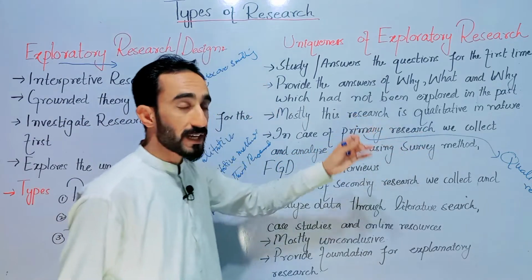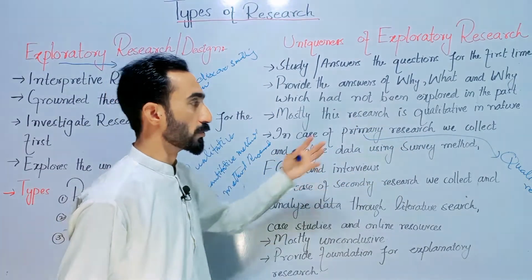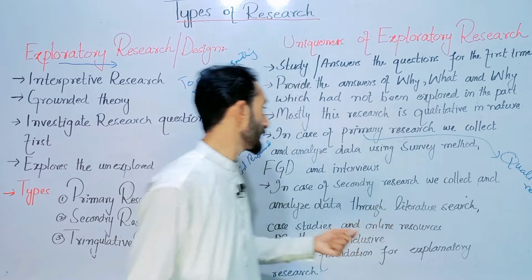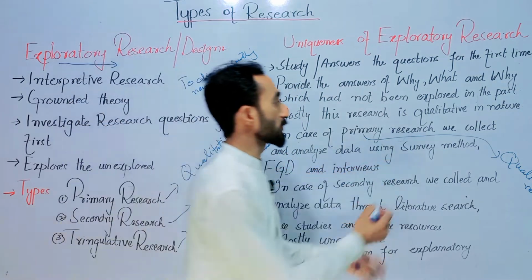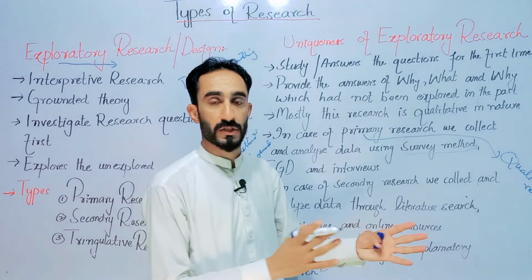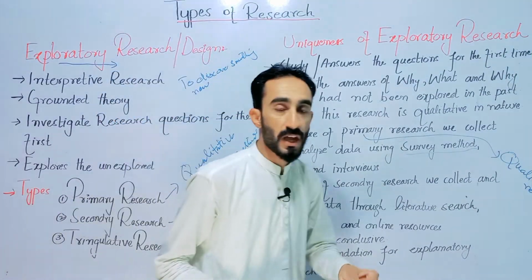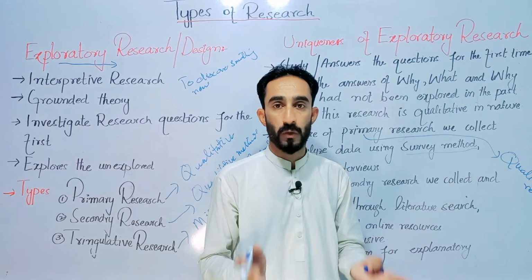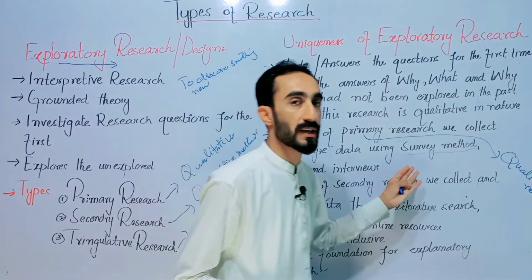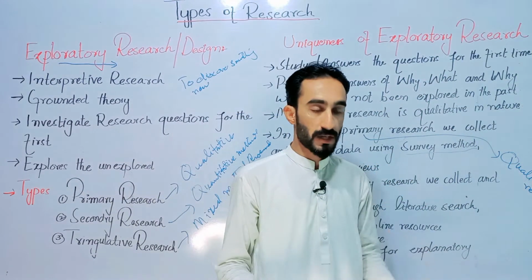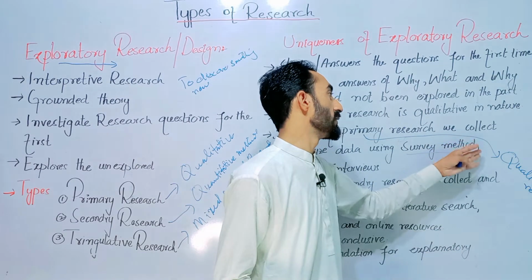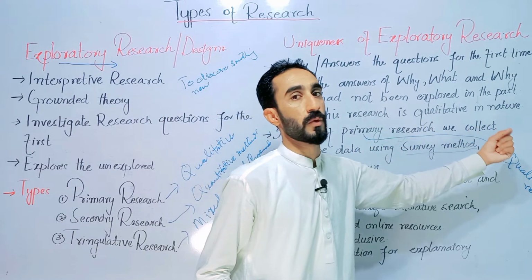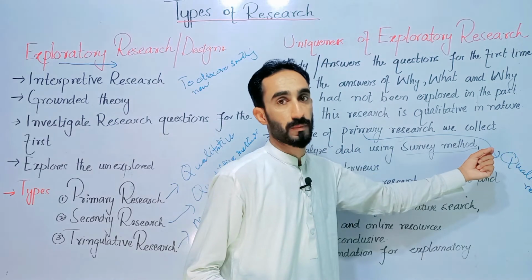We collect and analyze data using qualitative protocols, methods, or procedures. For data collection, we use survey methods. A survey is a list of structured questions. Another one is FGD, meaning focus group discussion, with groups of 10 to 12 people. Another one is the interview; we conduct and record interviews. These are the three methods of data collection for primary research, the qualitative research we are doing in exploratory design.